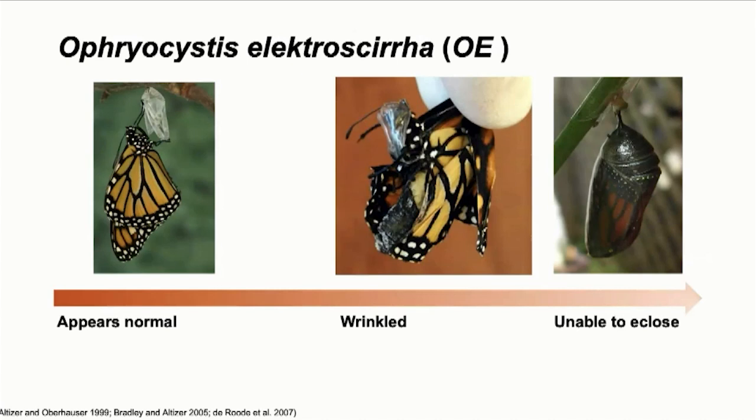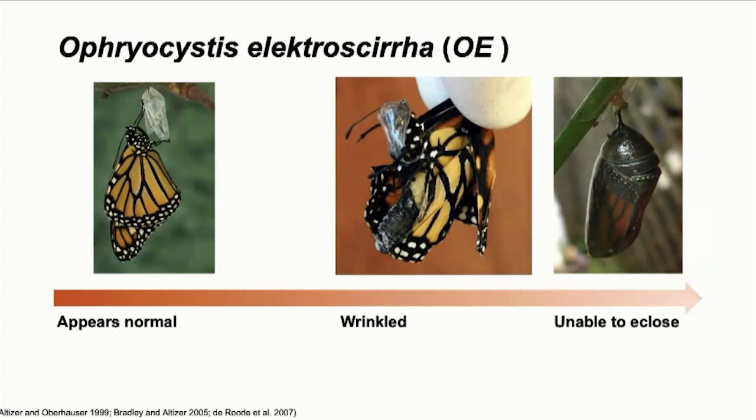All right, so what are the effects on the monarchs themselves? The answer is that it varies. So we can have a monarch emerging with all those dormant spores, but it appears normal. On the more extreme end, we could have a monarch that is very much damaged, with wrinkled wings. And then on the most extreme end, we have a monarch that cannot eclose at all from its chrysalis.